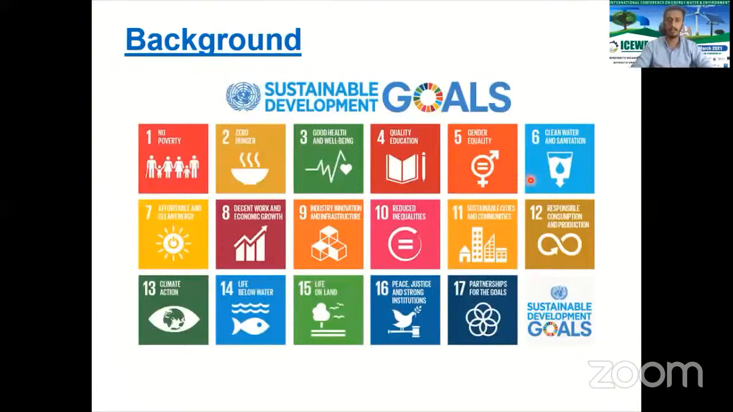This is the overview of the Sustainable Development Goals introduced by the United Nations. There are a total of 17 SDGs introduced by the UN, which basically focus on the economic conditions of the world, the social conditions of the world, and social well-being. These 17 encompass all the aspects of life and focus on improving the overall quality of life across the world. The two SDGs which we have targeted are SDG 6, that is clean water and sanitation, and SDG 7, affordable and clean energy.